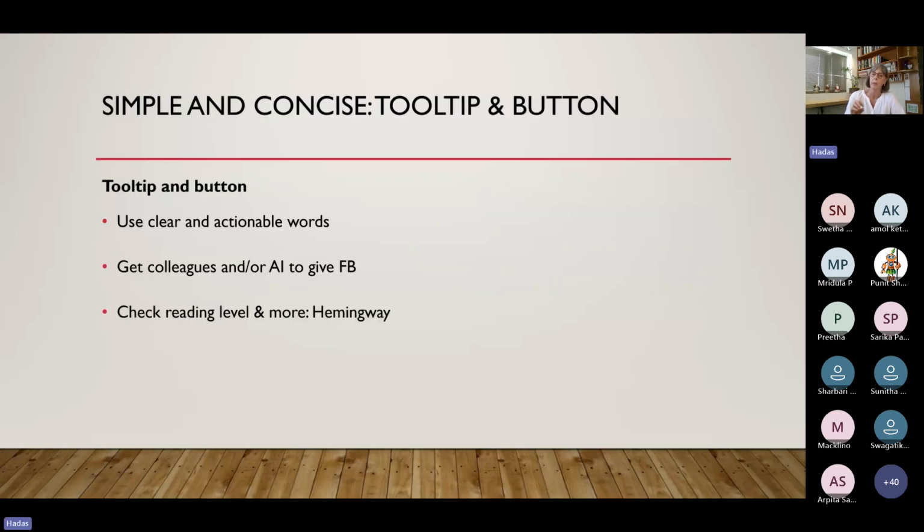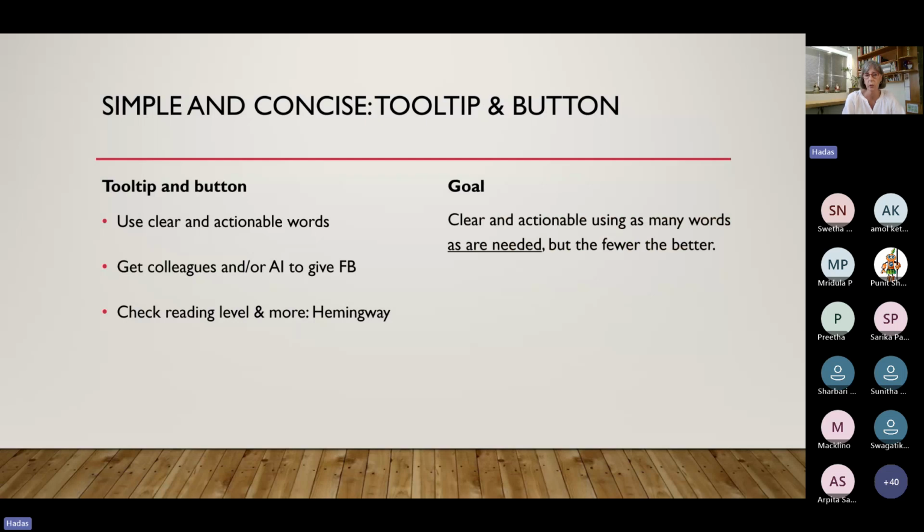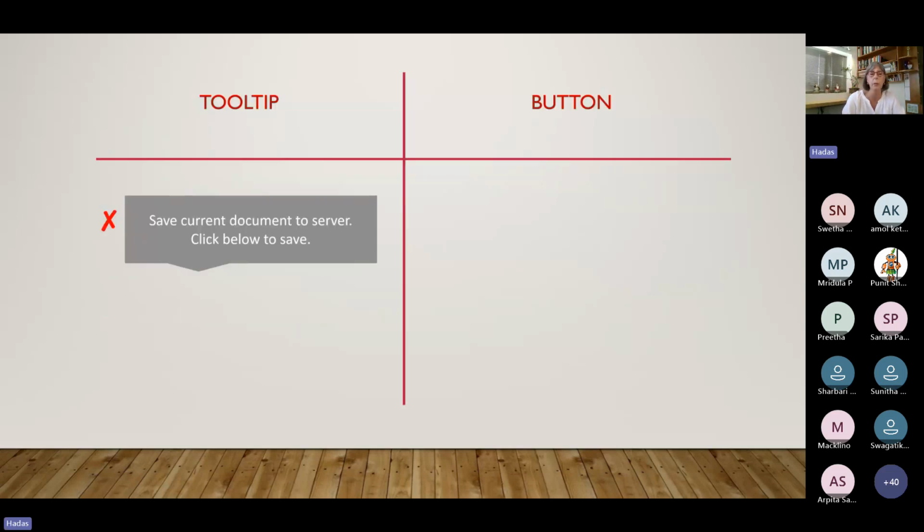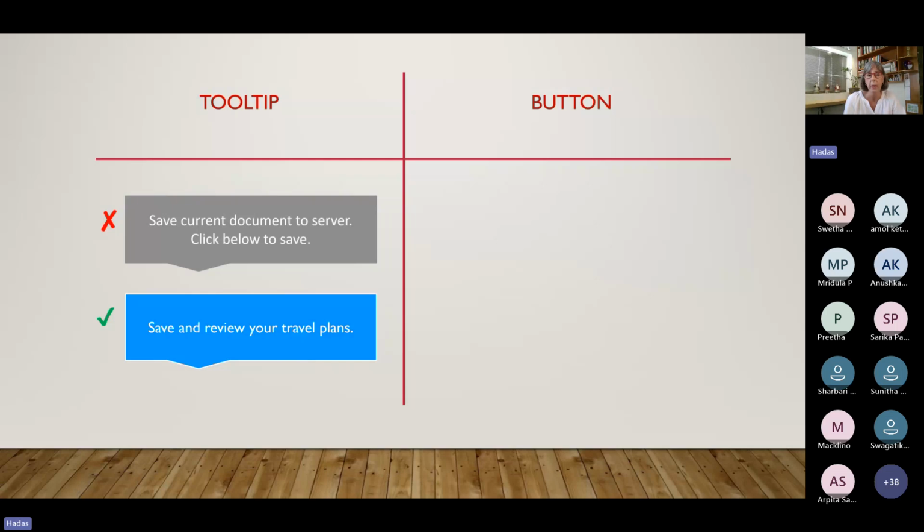Then we have simple and concise writing that helps users quickly understand what to do without extra effort. Users gain confidence in and with the system, and that's what we aim for, to reduce the user's stress and cognitive load. So here's an example of a tooltip. Save current document to server. Click below to save. Okay. Or we can just say save and review your travel plans. That's the tooltip.